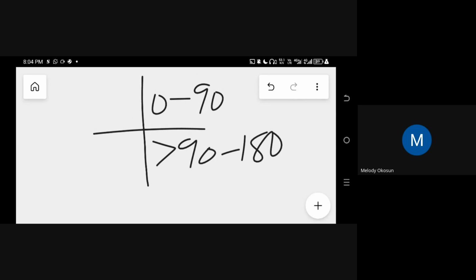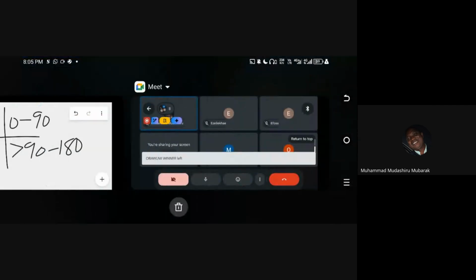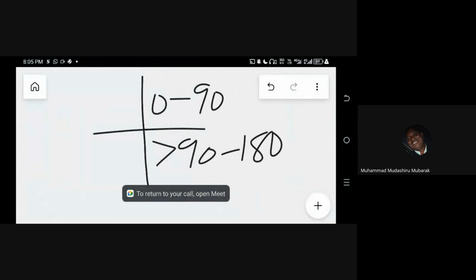Now, who wants to guess the kind of angles that we can find in the third quadrant? Who wants to, not guess actually, who wants to tell us the angles that we can find in the third quadrant using the same technique I'm using now? So who wants to try? Okay, 180 to 270.